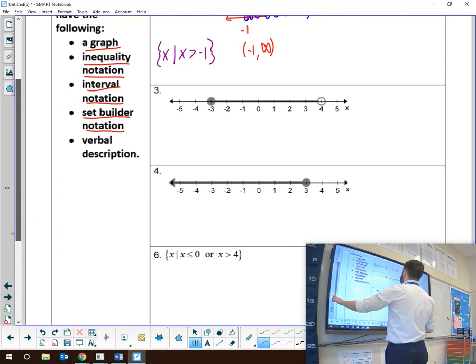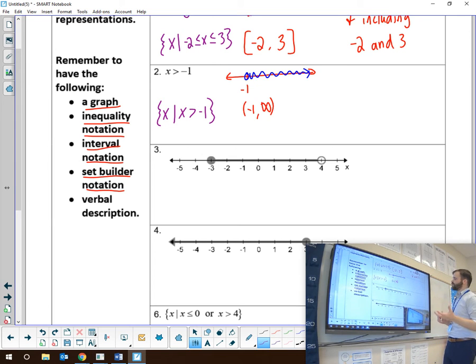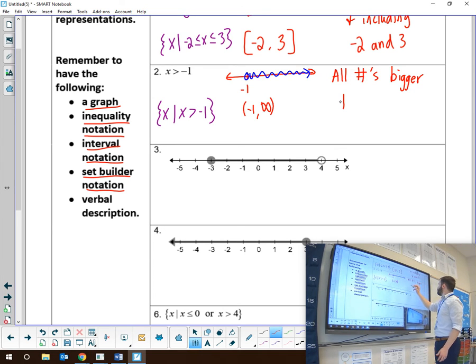So number 3, oh, oops, I messed up. All right, we got to give our verbal description. Hey, this one's really easy. Remember what I said. Start everything off with just all numbers. Well, how can we describe this one? All numbers, I think it's pretty easy. All numbers bigger than -1. There's our verbal description.